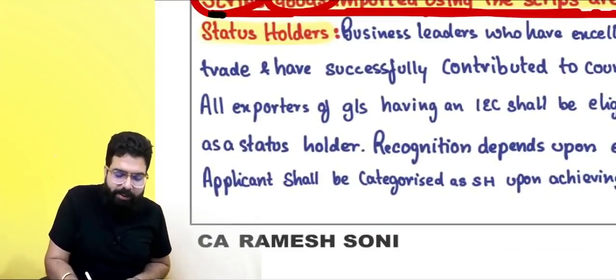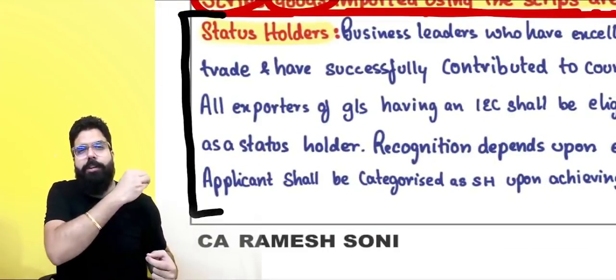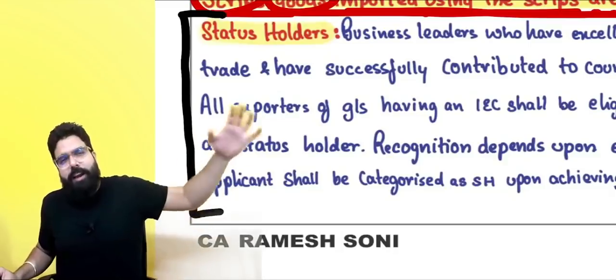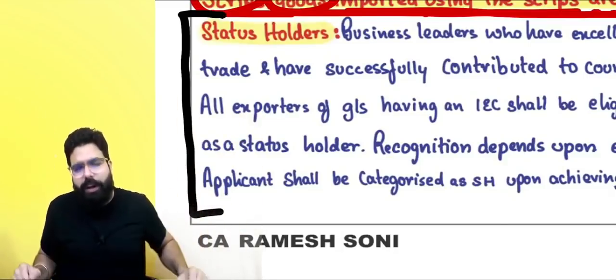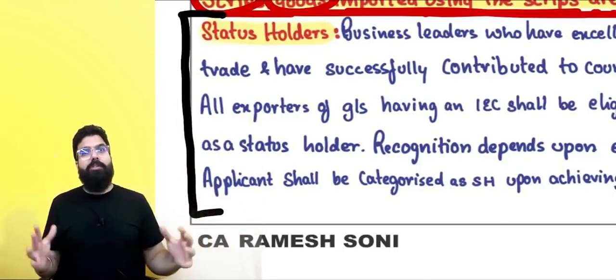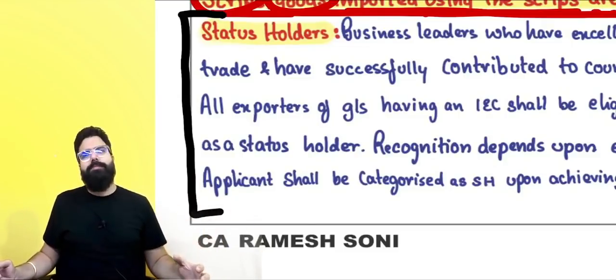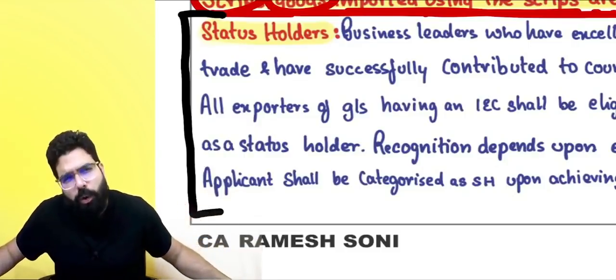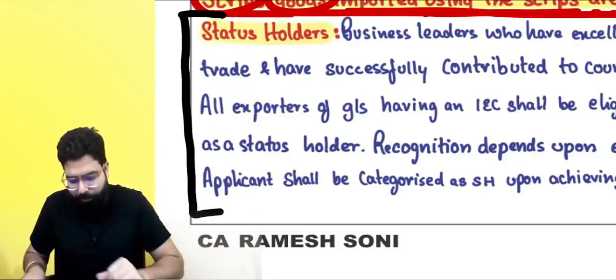Now, the government has a status holder program, where the government gives status. The stars are given to those who are the stars in the export market. If a person has exported huge quantities, those are 1 star, 2 star, 5 star people. Basically they are exporting a lot of goods. They are business leaders, exporting in huge quantity. The government gives them status, recognition.